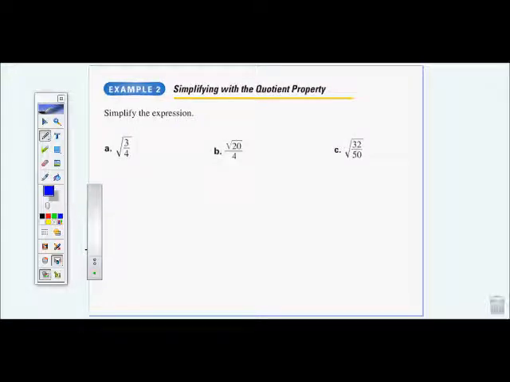Moving along, we're going to use the quotient property. So again, we could write this as the square root of 3 divided by the square root of 4, because the square root of 4 is a perfect square. So that would be the square root of 3 over 2. So there's no radical in the denominator.